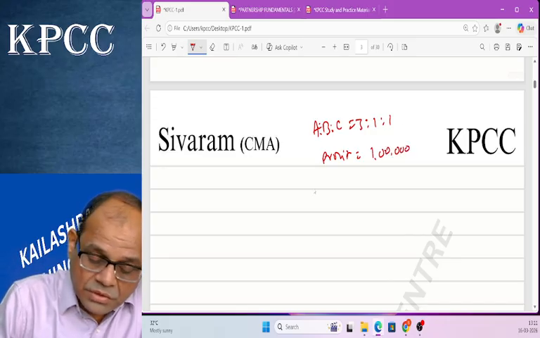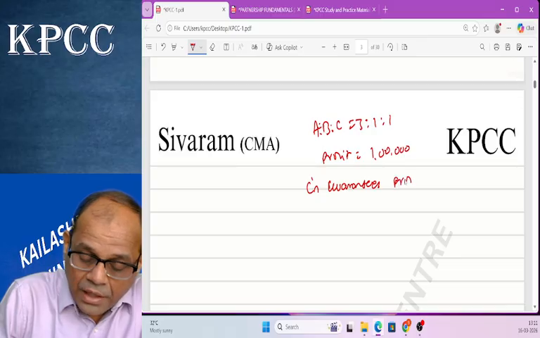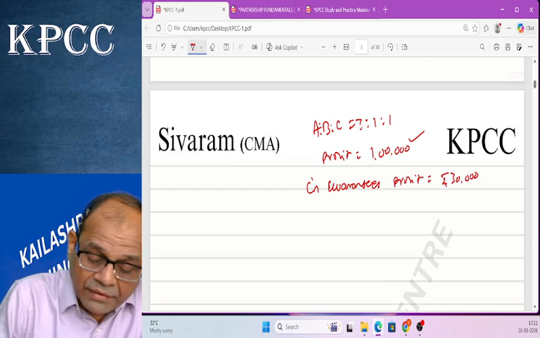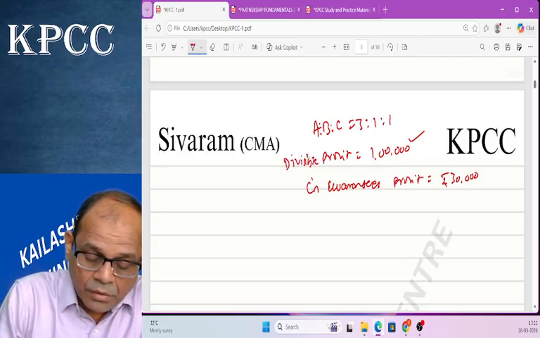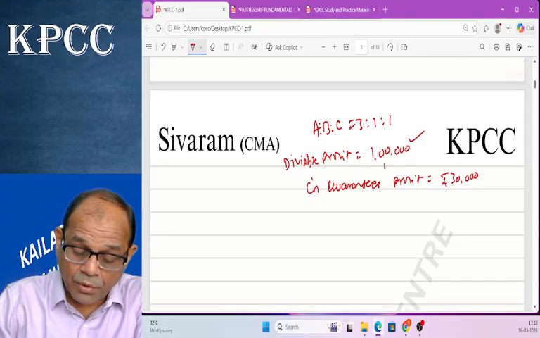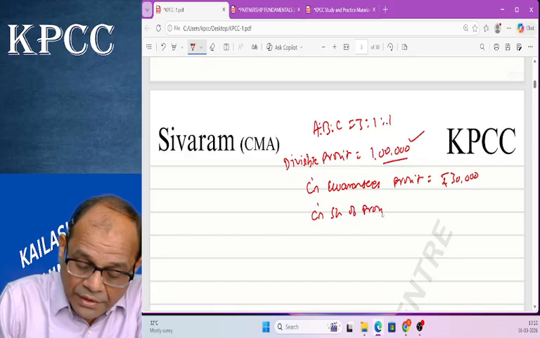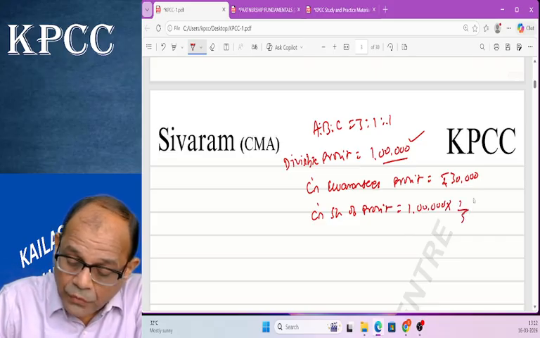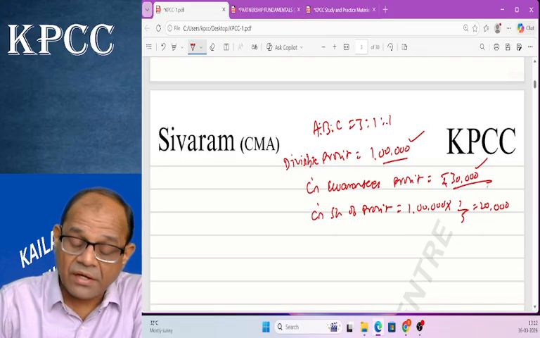Now the profit is 1 lakh, and C is guaranteed a profit of, in my example, 30,000. This is the divisible profit, that means after deducting all debit totals from credit, the remaining profit is 1 lakh. How much will C get as his share of profit? 1 lakh into 1/5, that is 20,000. But how much was he given as a guarantee? That means he will take 30,000.